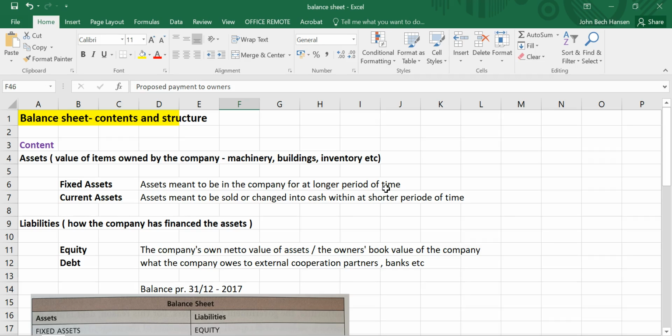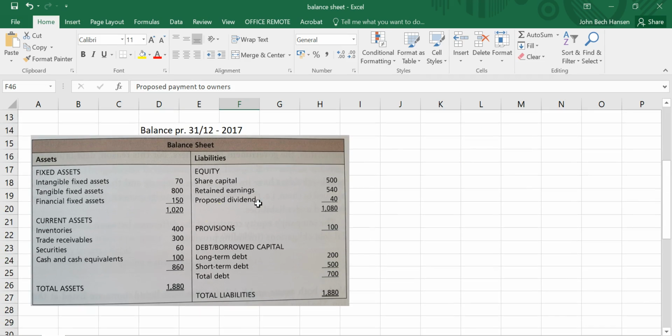to create value for the customers. So the opposite, the current assets, are assets which are meant to be sold or changed into cash, or perhaps already are cash. And we can see the current assets here: cash and cash equivalents, 100, or 100,000 if those figures here were in thousands. Securities, trade receivables, inventories.